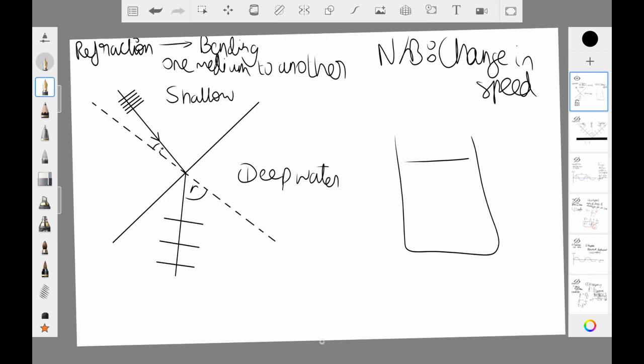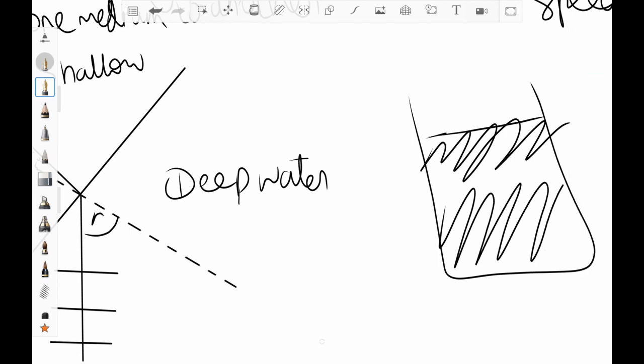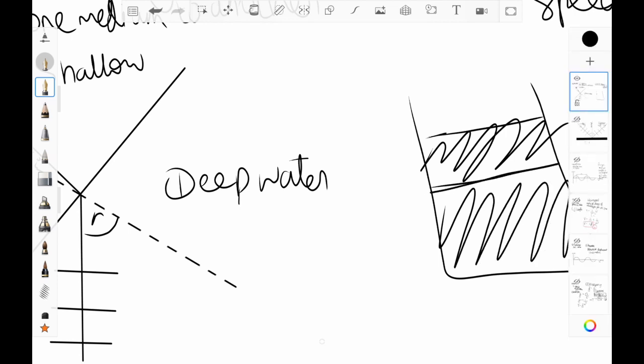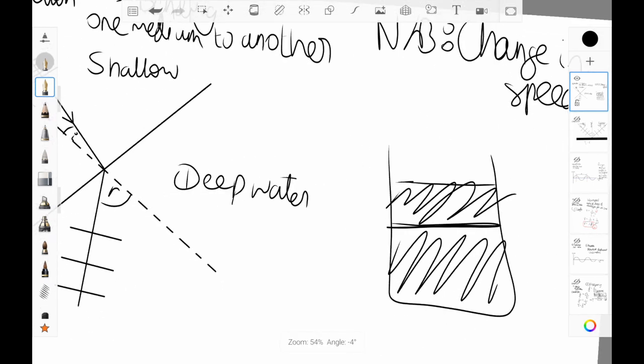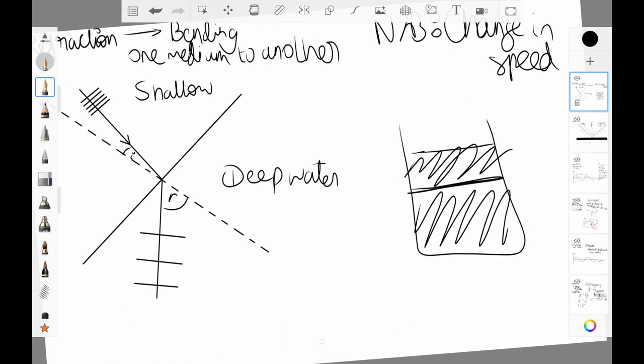And let's say this is the water level here. You would call this area shallow water and then this area deep water. And let's just assume there's a bit of a separation here. Obviously, the diagram that I've drawn here is a bit slanted to make it easier to show a few of the distinctions as refraction occurs.